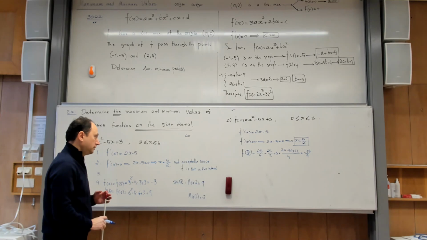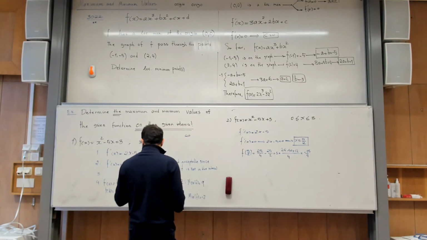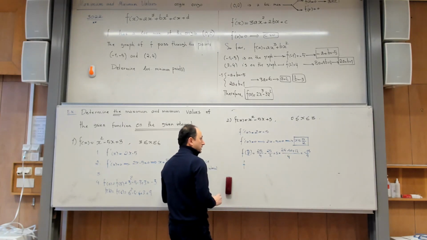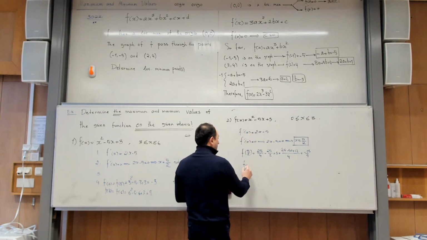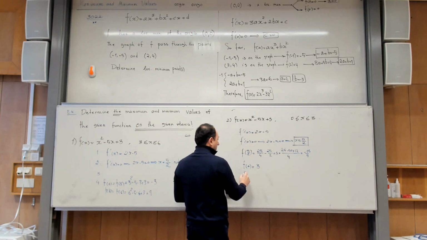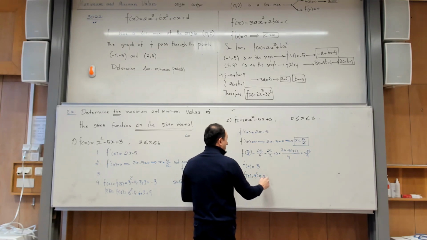Minus 25, it's minus 13, yes. Okay, and now, in what should I calculate? I have to calculate f of the endpoints. So, f of 0, which becomes 3, very simple. F of 3 becomes 3 to the power 2 minus 5 times 3 plus 3. So it is 12.